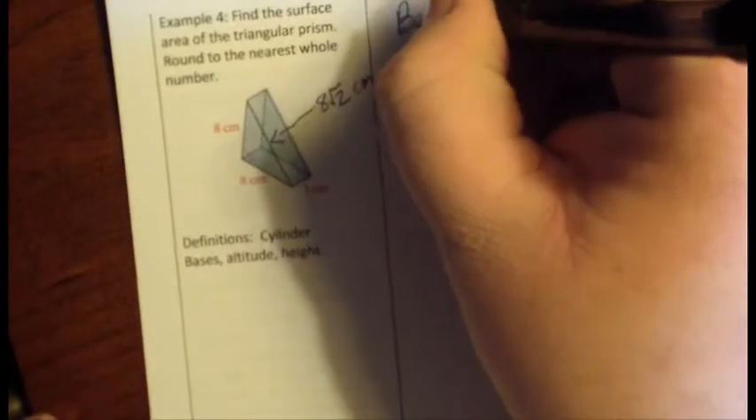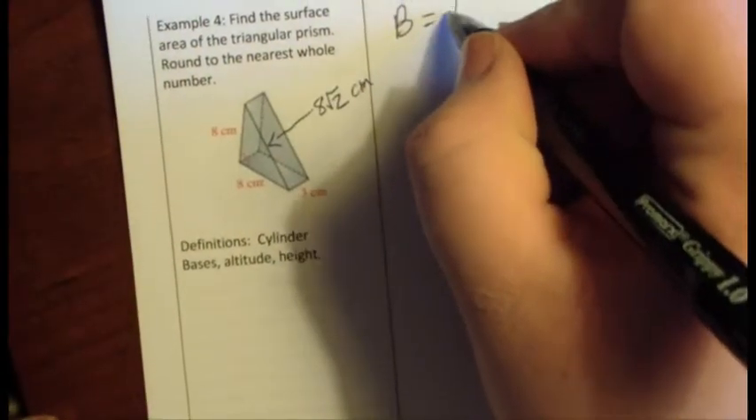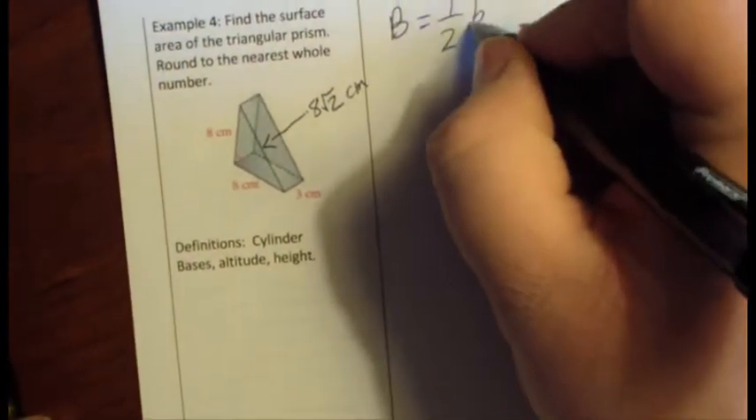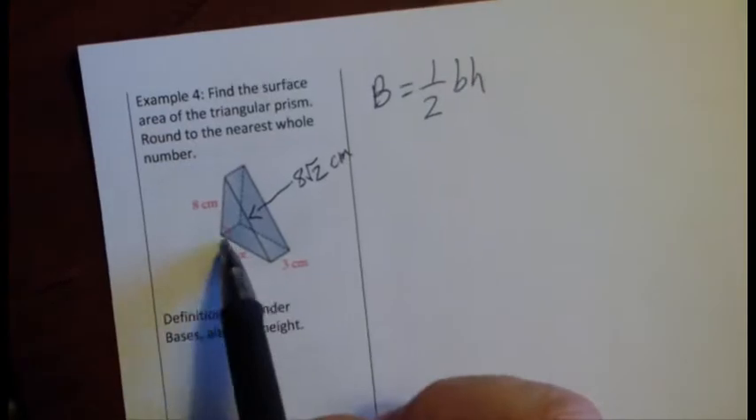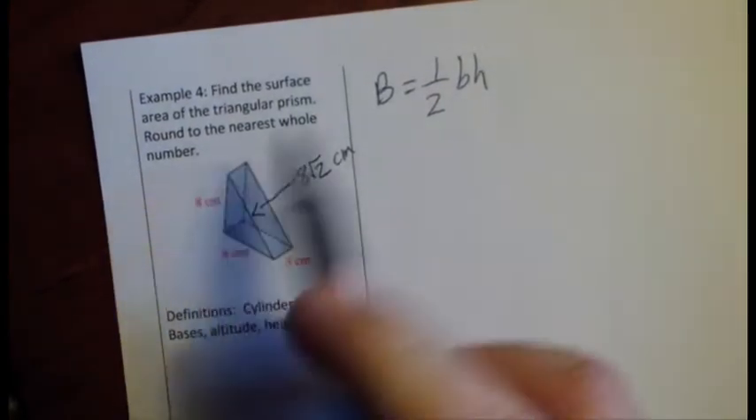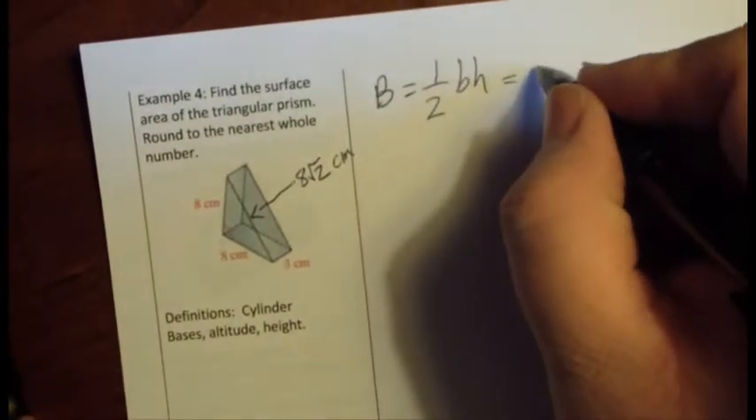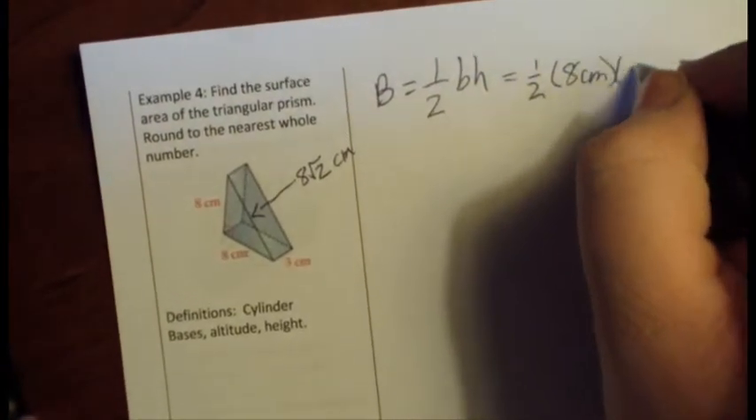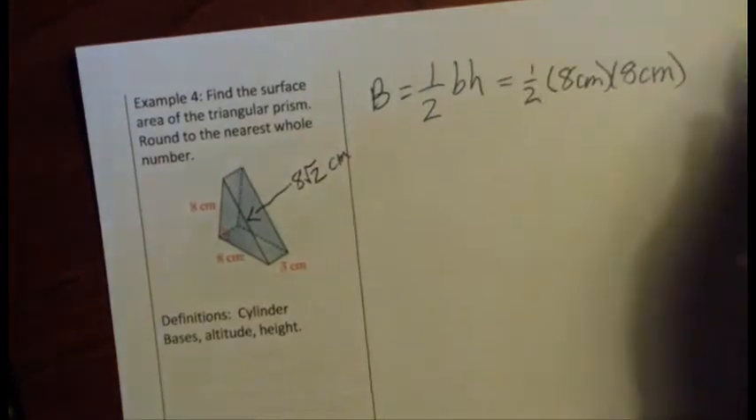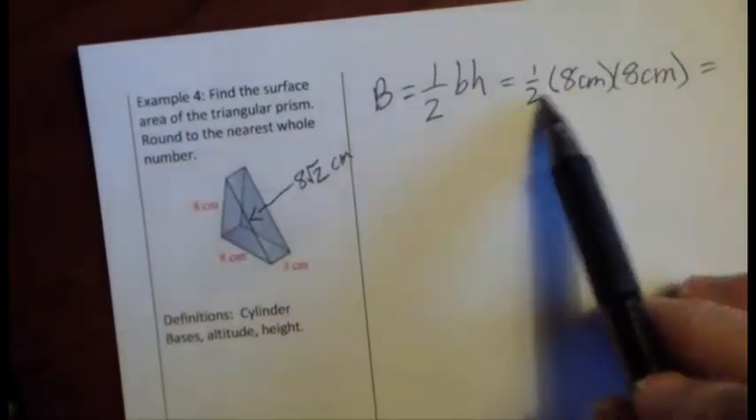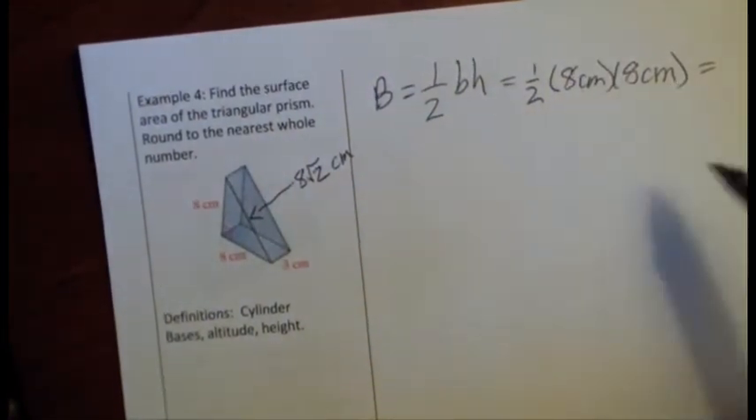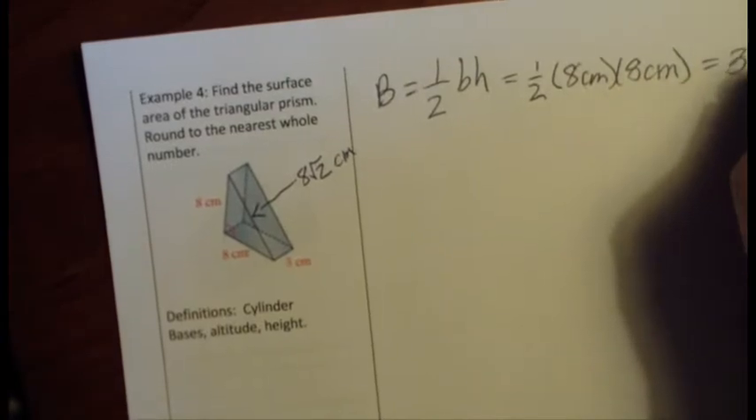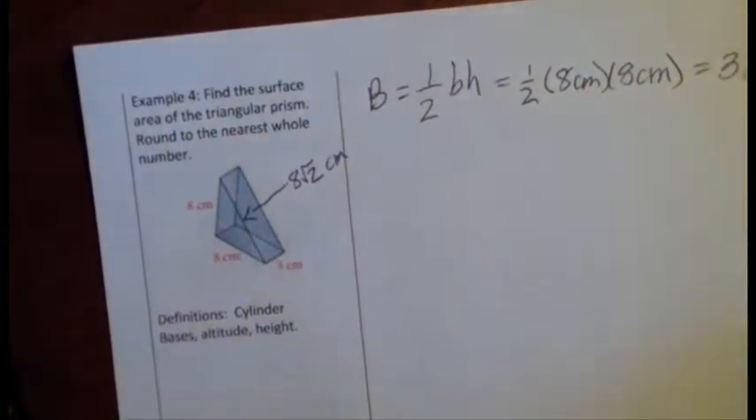So our base area, it's a triangle, so our formula is 1/2 base times height. Base is 8 centimeters, height is 8 centimeters. So 1/2 times 8 centimeters times 8 centimeters, which is, let's see, half of 8 is 4. 4 times 8 is 32 centimeters squared.